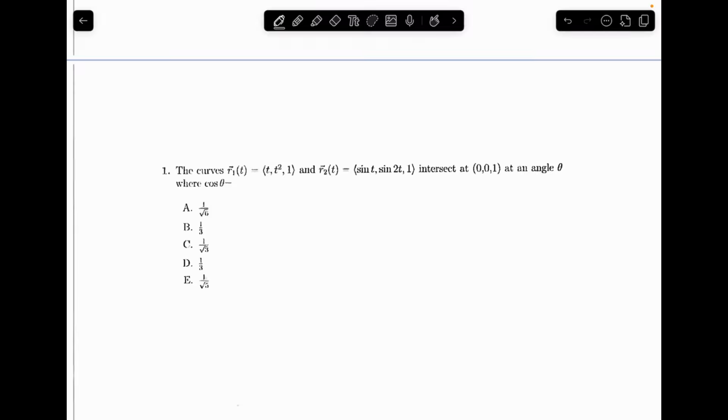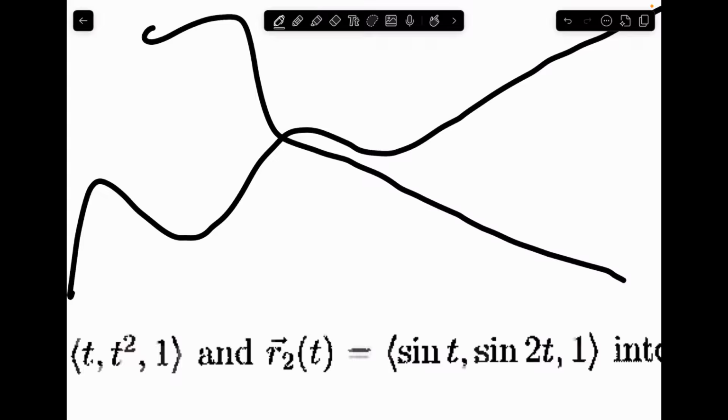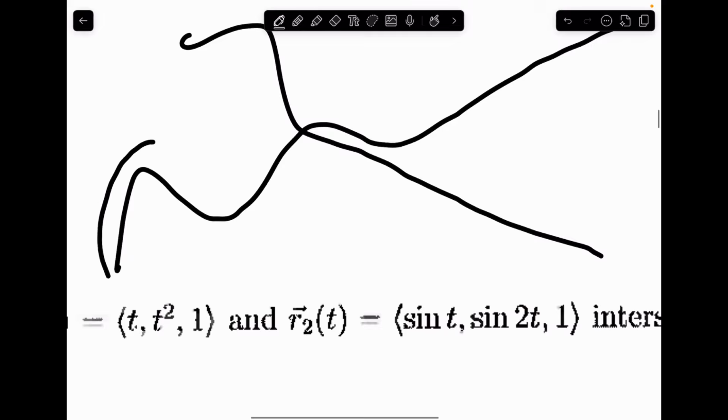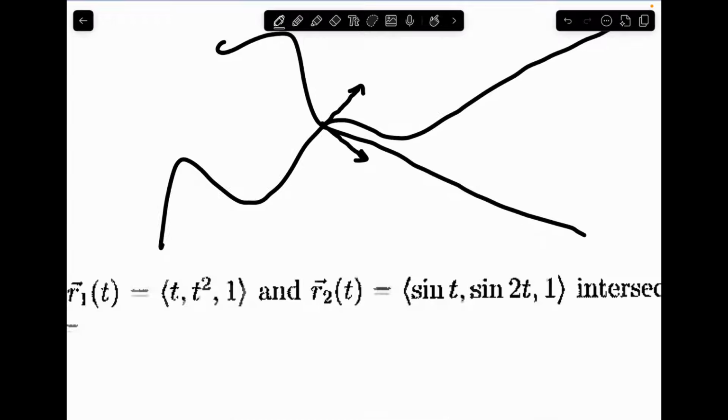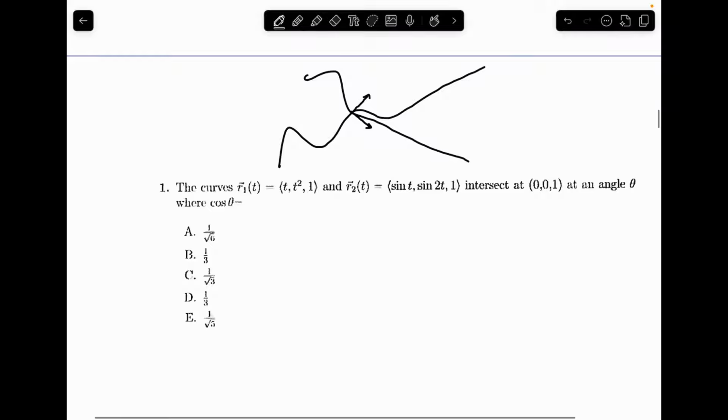Okay, two things here. If we draw out arbitrary curves and zoom in really close, the tangent of this curve is going to be something like that, some vector in that direction, but much, much smaller. Same thing with this one. So we really want to calculate just the angle between the tangents to these curves.